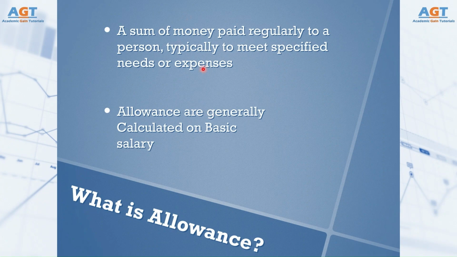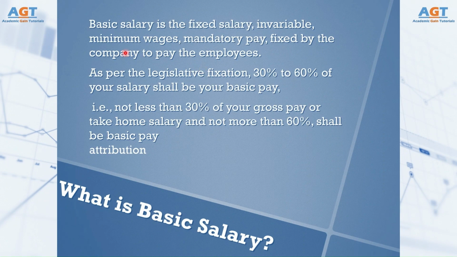What is basic salary? Basic salary is the fixed part of an employee's compensation. It is mandatory and predetermined by the company. According to legislative guidelines, basic salary should normally be between 30% and 60% of the total salary structure. This means it cannot be less than 30% of the gross salary, nor more than 60%. Many other salary components, including allowances, are calculated based on this figure.